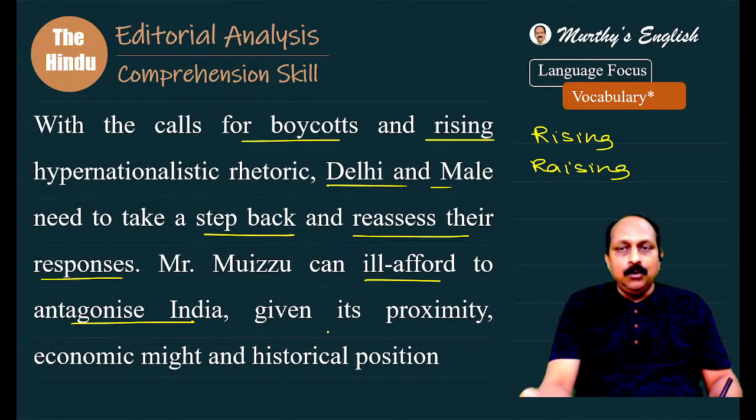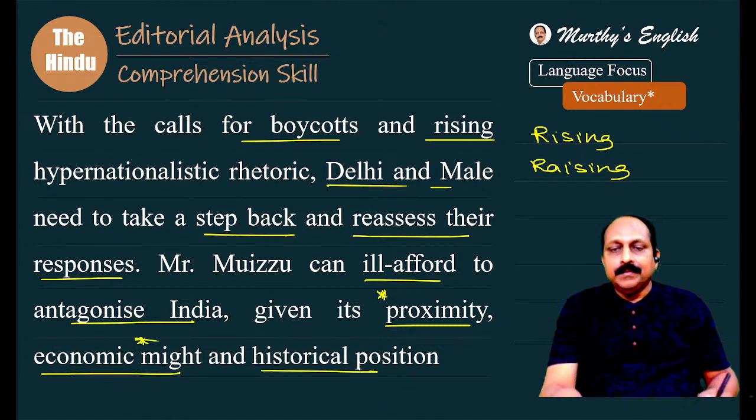First, why should they take a step back? From the Maldives' point of view, Mr. Muizzu can ill afford, means cannot afford, to antagonize India, a big neighbor, powerful neighbor. Given its proximity, important, I will explain, economic might, again important, and historical position. Here, why is this word proximity important?